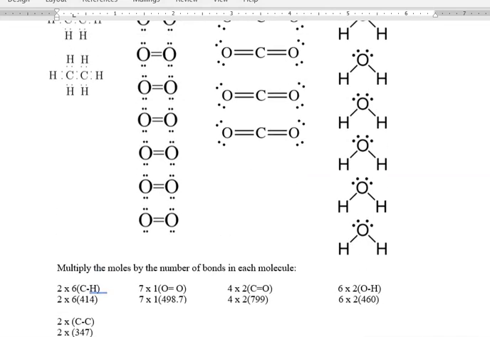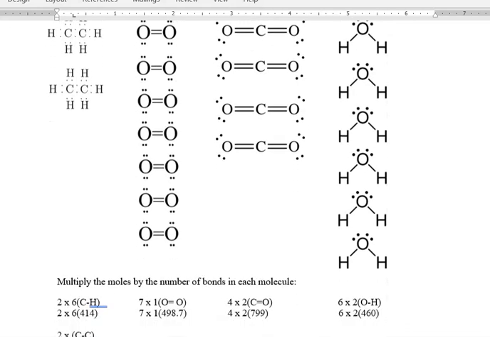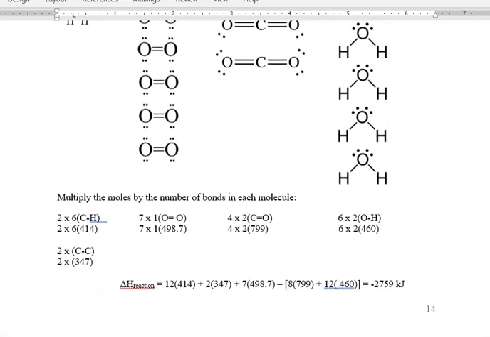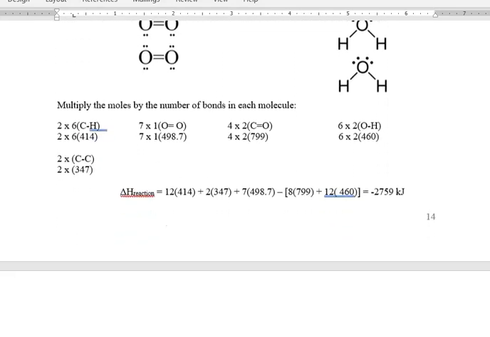And finally water. Water, you have 6 water molecules. Each one has 2 oxygen-hydrogen single bonds. That's a total of 12 oxygen-hydrogen single bonds. So that's 12 times 460. And again, that's in those brackets. It's going to make it a negative number. And when you add all that up, you get negative 2759. So that's how much energy is released when you combust the C2H6 molecule. When you create a combustion, energy is given off.